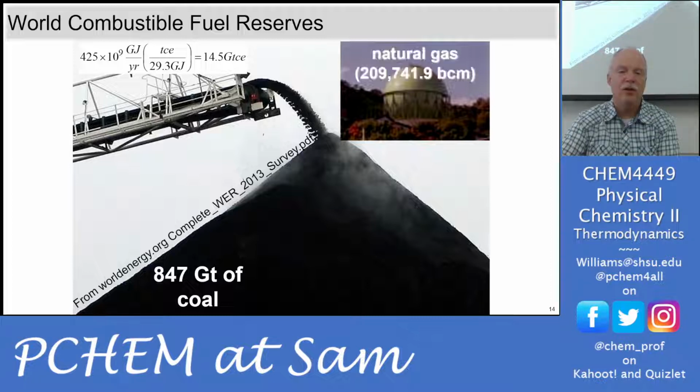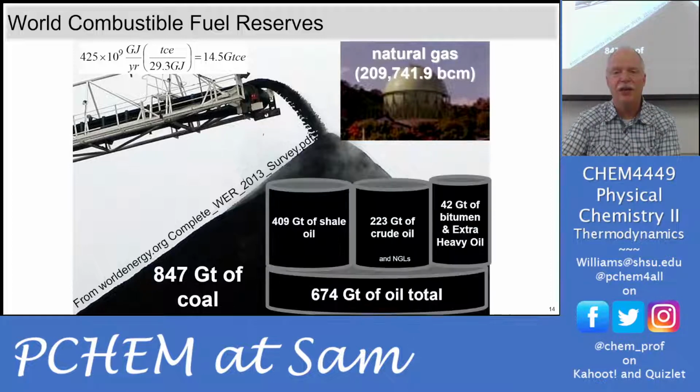What about oil or natural gas? We have 209 billion cubic meters. Here are the gigatons of shale oil, 409, 223 gigatons of crude oil, 42 gigatons of bitumen and heavy oil. So of oil, we have 674 billion tons of oil total. And we use 15 a year, at least in coal.